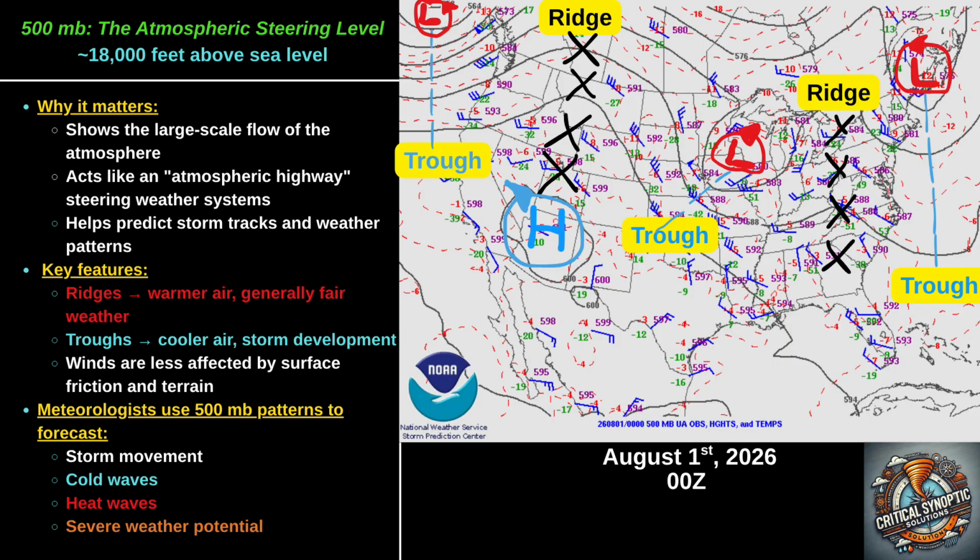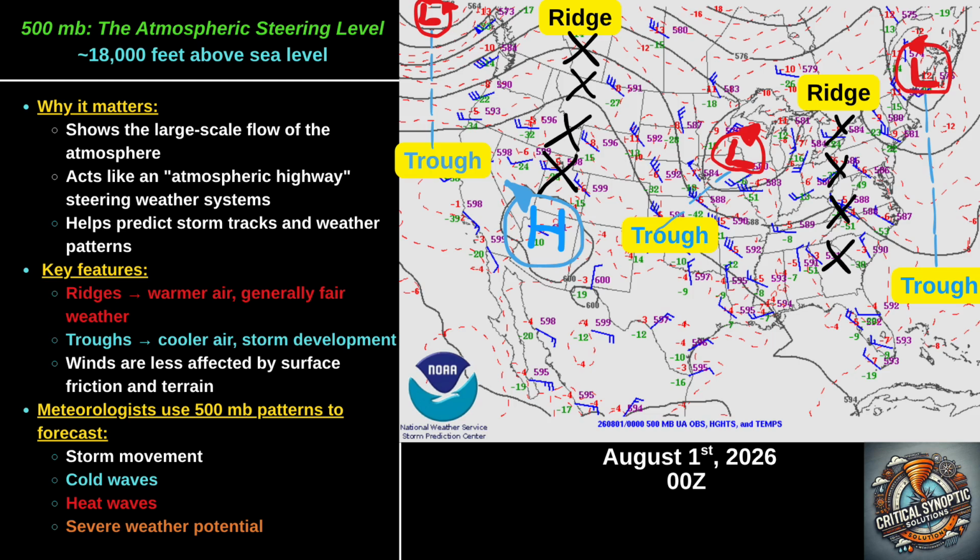On these maps, you'll mainly see two shapes, ridges and troughs. A ridge is where the pattern bends northward. That's usually where the weather is quieter and temperatures are a little warmer. A trough is where the pattern dips southward. That's often where you'll find colder air and a better chance for clouds, rain, or storms. So learning to recognize those two features is the first step to understanding almost every 500 millibar map.